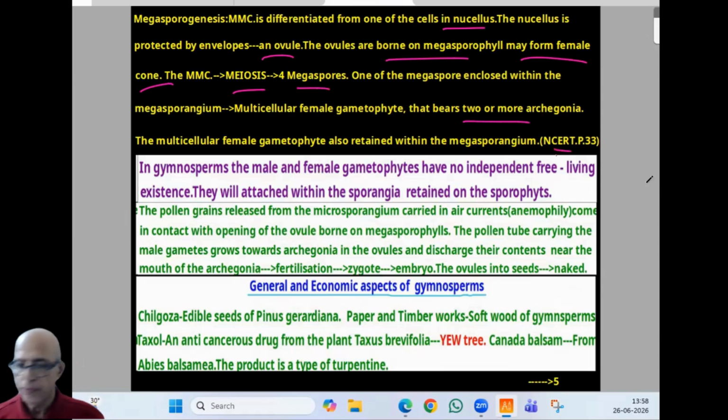Page number 33. Now, next, in gymnosperms, the male and female gametophytes have no independent free-living existence. Important because they are advanced. They will remain attached within the sporangia retained on the sporophyte, the diploid plant body.